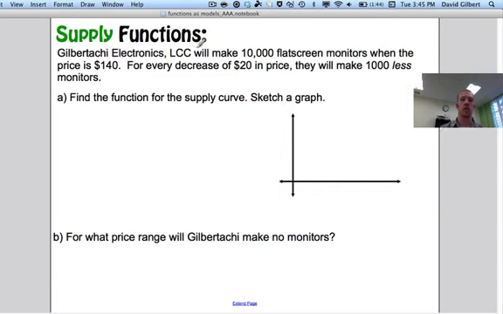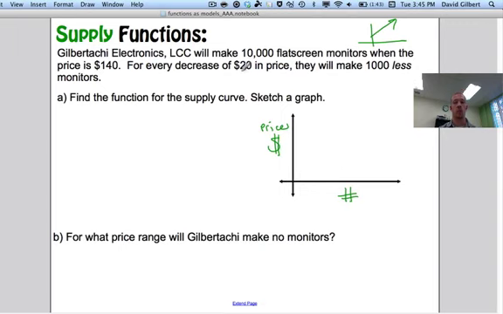Gilbert Electronics will make 10,000 flat screen monitors if the price is $140. For every decrease of $20 in price, they'll make 1,000 less monitors. Now keep in mind, we know that it's going to be price versus number of units. All right, and we know the supply curve should look like this. Now, we want to look at this. We need how much information to determine our line? Either 2 points, or 1 point and a direction, or 1 point and the slope.